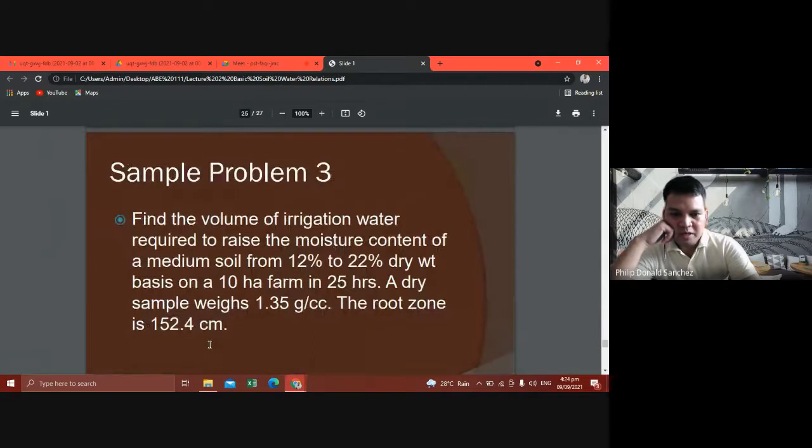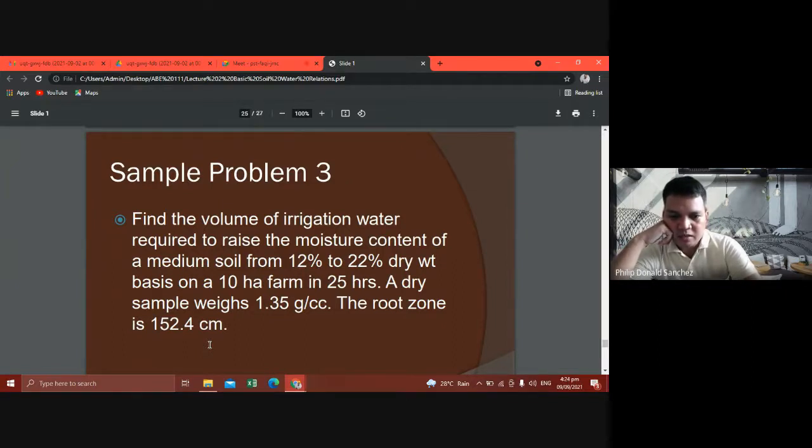Okay, another problem. Find the volume of irrigation water required to raise the moisture content of a medium soil from 12% to 22% dry weight basis on a 10-hectare farm in 24 hours. A dry sample weighs 1.35 grams per cc. The root zone is 152.4 centimeters.